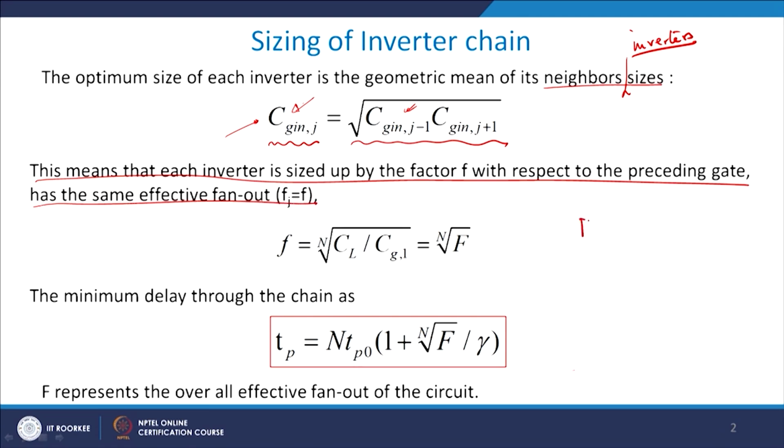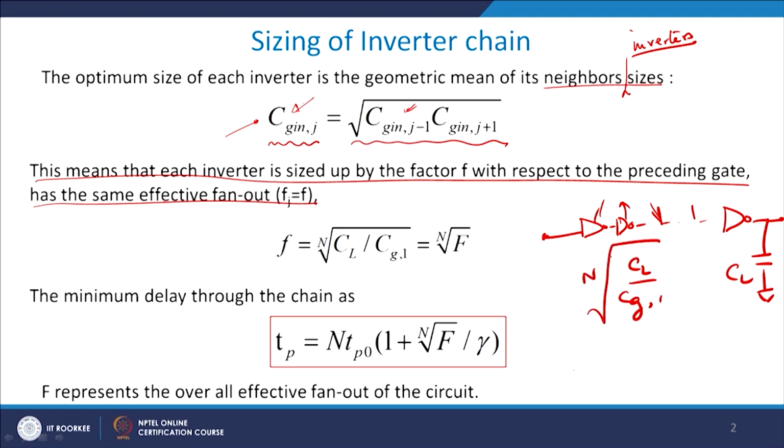So, what I was saying was that you had a chain of inverters ending at the nth inverter, and the last one had a load capacitance CL, and this was V out. Each inverter's size should be the geometric mean of its neighbors. If you take the overall chain and do a cross multiplication, you get CL by CG1, the nth root of which will be the function f. I think it is clear to all of you.